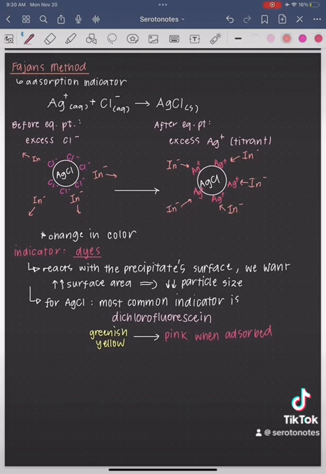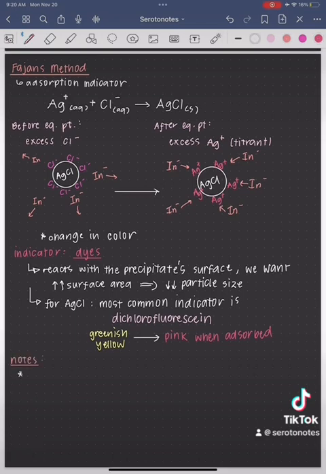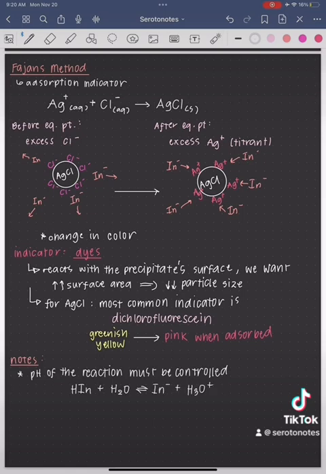Some notes for this method. First is that the pH of the reaction must be controlled. As mentioned earlier, your indicator is weakly acidic, so it hydrolyzes to form its anion component and hydronium ion. There are some cases that your indicator anion displaces your anion of interest in your precipitate, which is another reason why the pH of your reaction must be controlled.